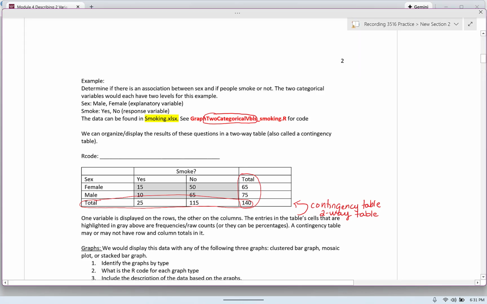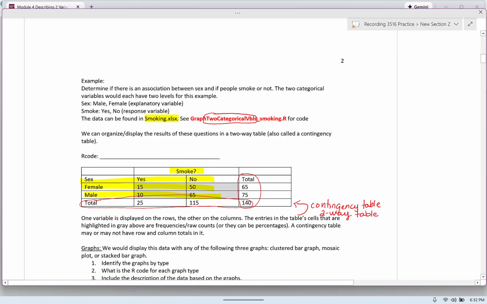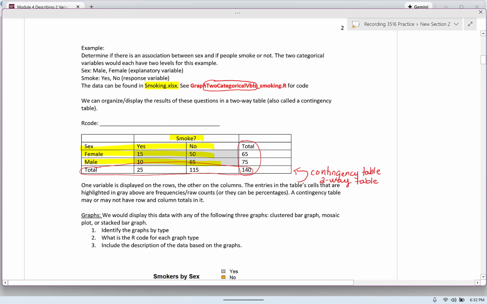And in fact, the only part of the graph that you have to have are whether someone smokes or not, yes or no, and then their sex is male or female, and then the four numbers in gray. And so 15, 50, 10, and 65. Everything else is extraneous and not required, but it can be really nice if you're trying to do math on this information.